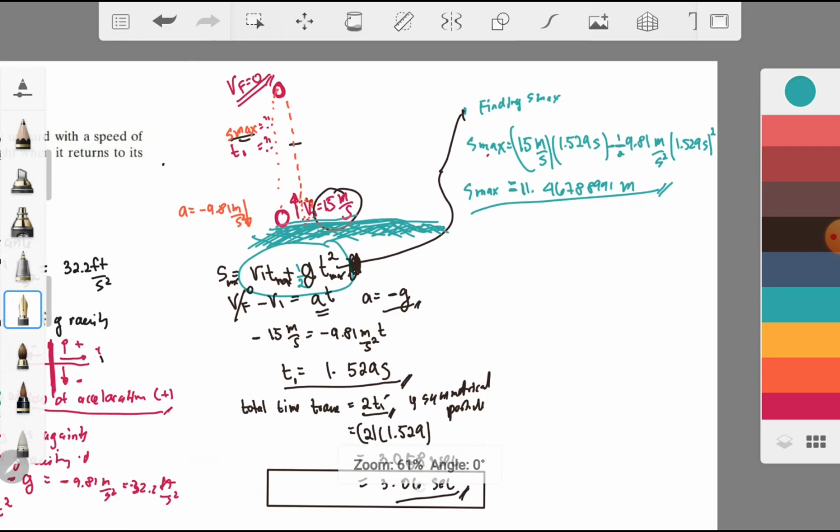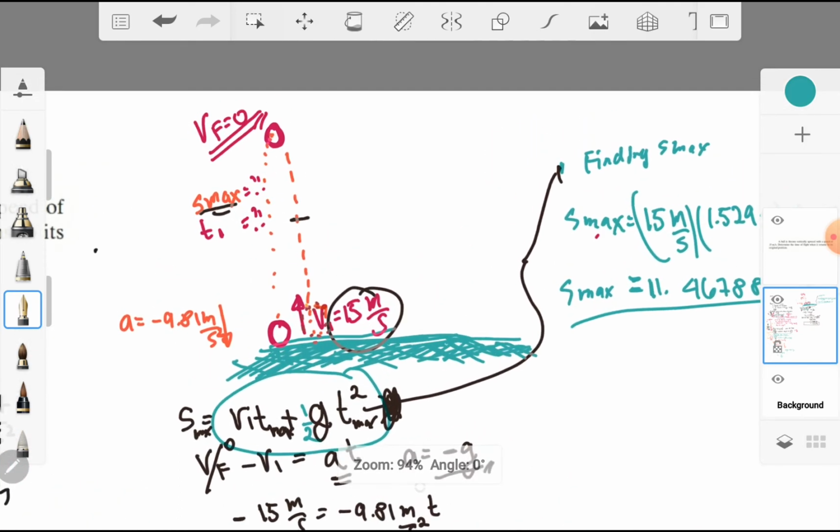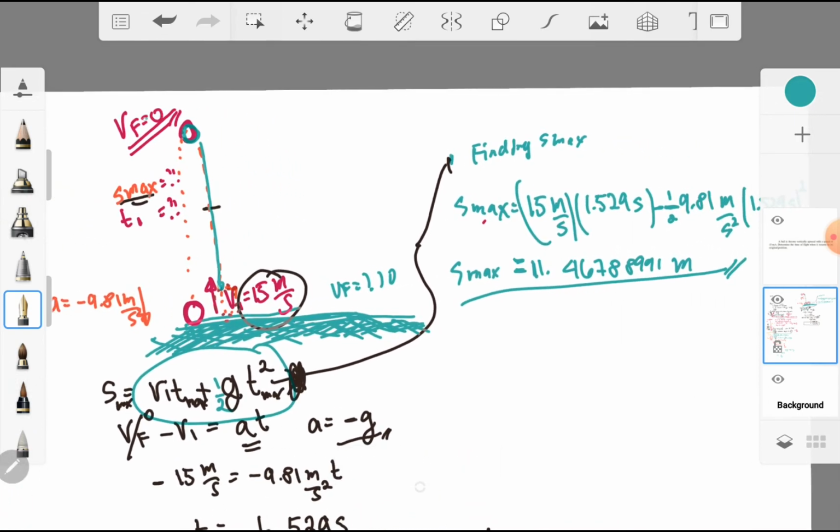So take note that our T1 will be 1.529 seconds. So once we reach our S-max of 11.467889, it will go down. So going down. Okay? So can I assume that my VF here is 0? No, never assume. But you can state that your VF will be equal to your VI at the second time interval.